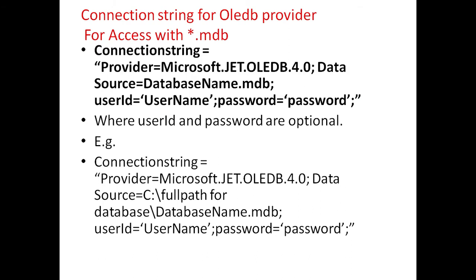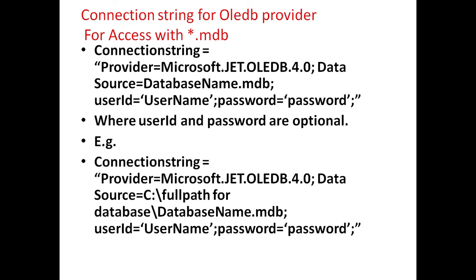The connection string for the OLEDB provider for Access with star.mdb: the provider for star.mdb is Microsoft.Jet.OLEDB.4.0. Then the data source is the database name with extension, then user ID and password. User ID and password are optional. If you are given a password to the database, then only you need to provide your user ID and password.